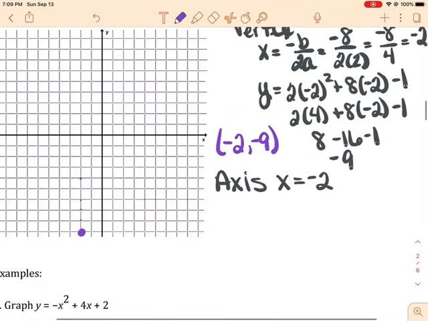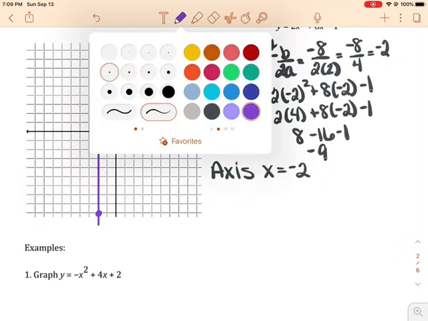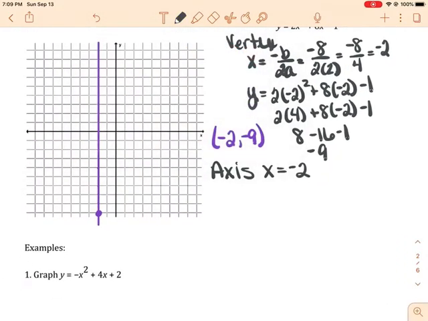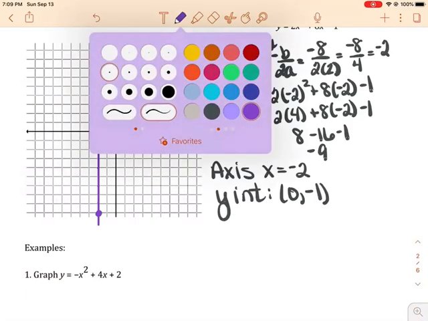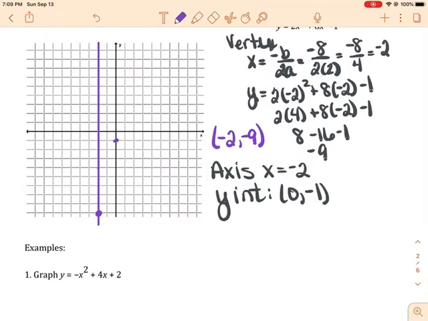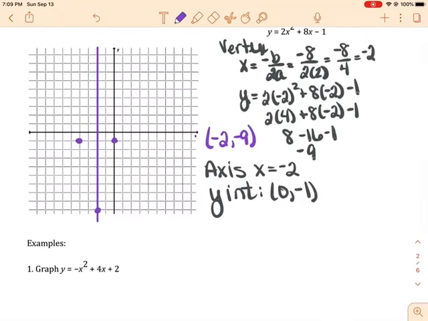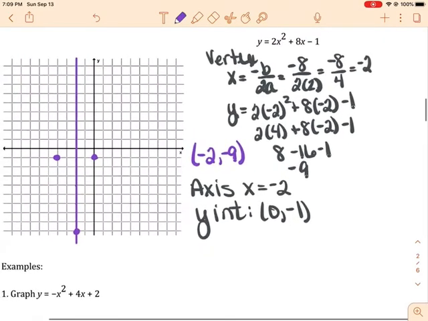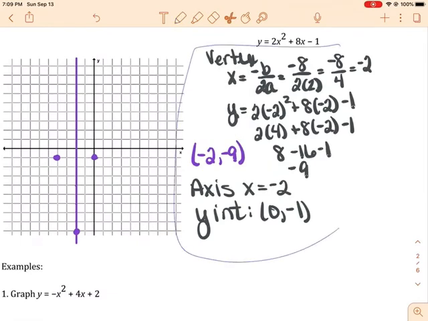So we're going to draw a vertical line there. There we go. And then our y-intercept is 0, negative 1. We're going to mirror image that across. And you get to pick another point. It really doesn't matter what it is. I'm going to pick -1. Okay, and again, I always write way too big.